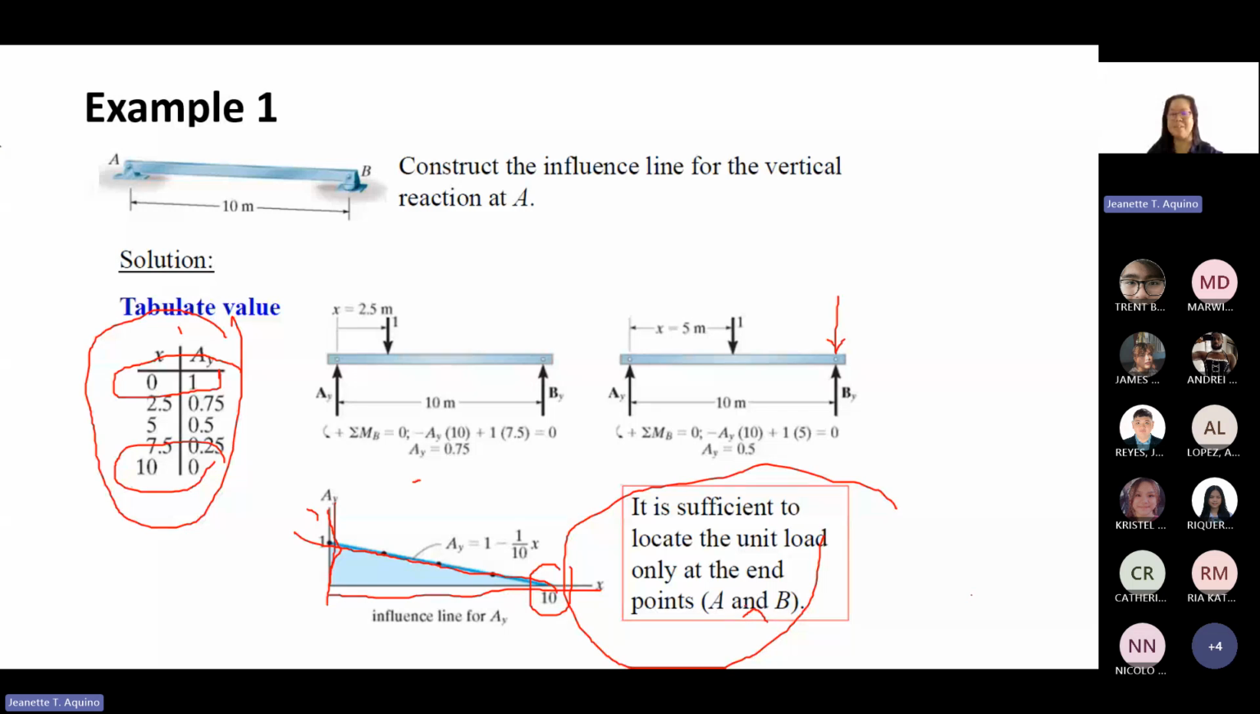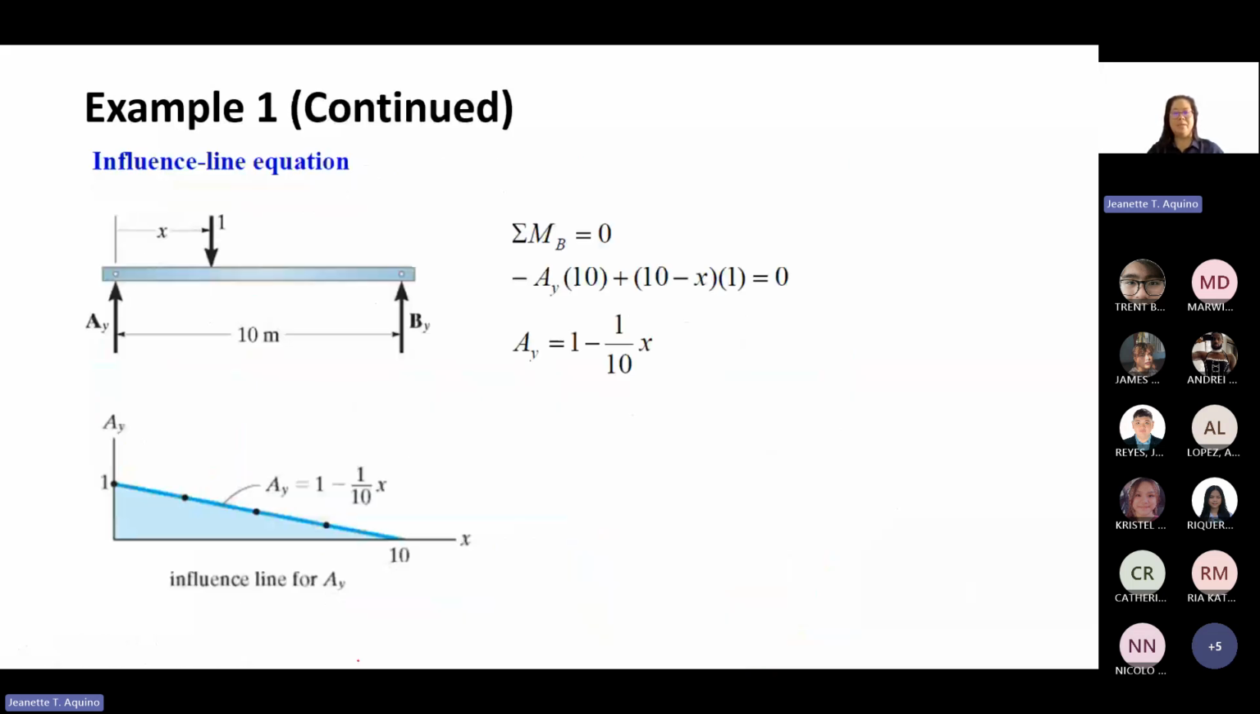So another way to solve this is to use the influence line equation. Okay, anyway, let's go to the next page. So, influence line equation. Let's go back to the procedure.